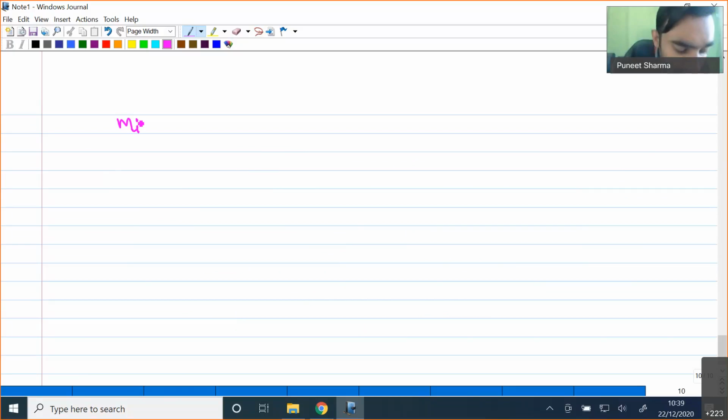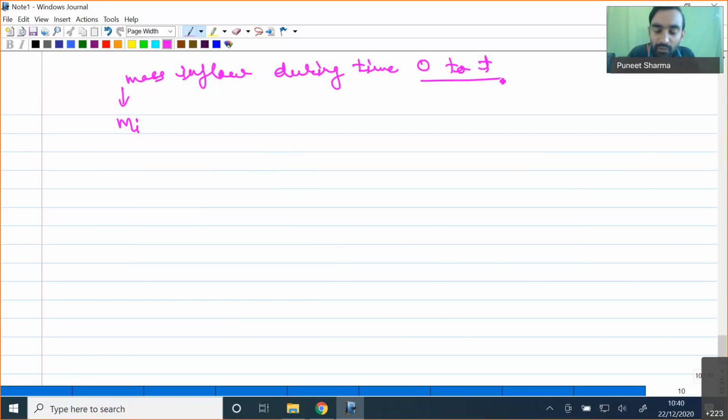Okay, so what I'll be doing, I'll be writing over here m of i. This is my mass inflow. This is the inflow of mass during time 0 to t. So from time 0 to t, what amount of mass has entered, that we are actually writing. So that is my mi.